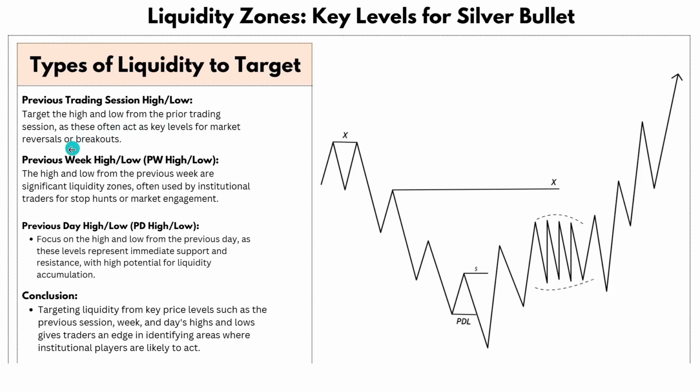Another one that we use is the previous week high or low. As you can see, the high and the low from these previous weeks are significant liquidity zones often used by institutional traders for stop hunts or market engagement. Another one we use is the previous day high and previous day low. These focus on the high and the low of the previous day, as these key levels represent immediate support and resistance with high potential for liquidity accumulation.